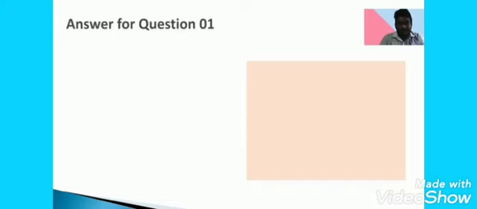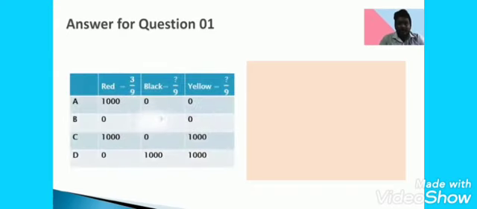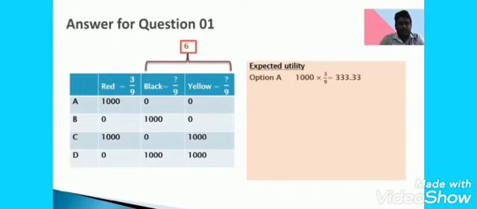Thank you, Kaushika. As per the question, when we calculate expected utility for option A, the decision maker will get 333.33 as the expected utility for choosing a red ball versus 0. But for option B, we can't calculate the expected utility as we don't know the exact number of black balls available. It can be 3, 4, or 5.